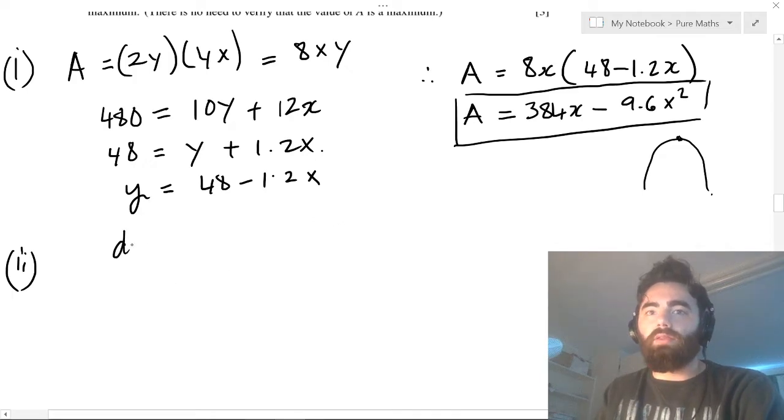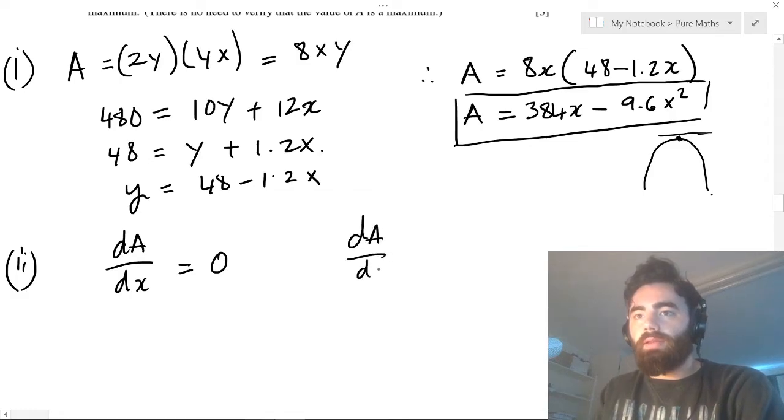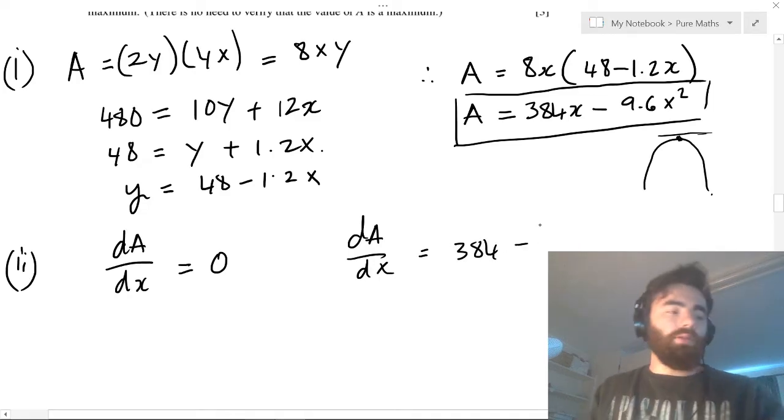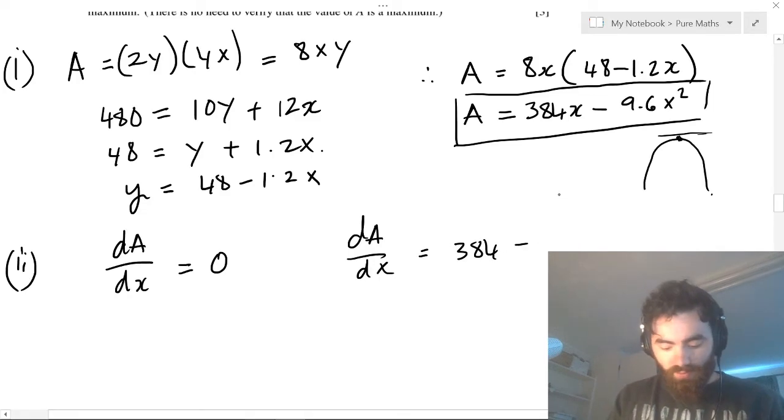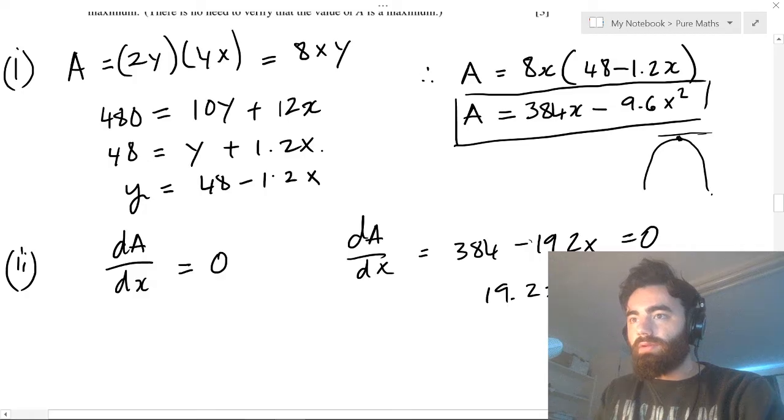Or you could just say where the derivative of A with respect to x equals 0, because that's at the top as well. I'm just going to do it like this. So you've got dA by dx equals 384 minus 9.6 times 2, 19.2x, equals 0. So you get 19.2x equals 384. So your x equals 20.